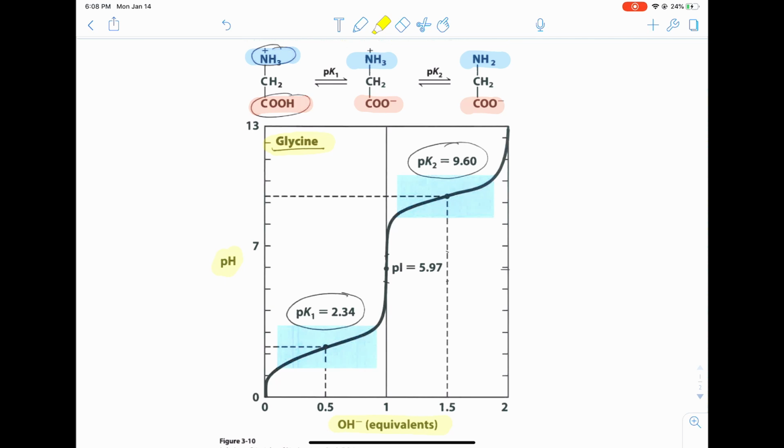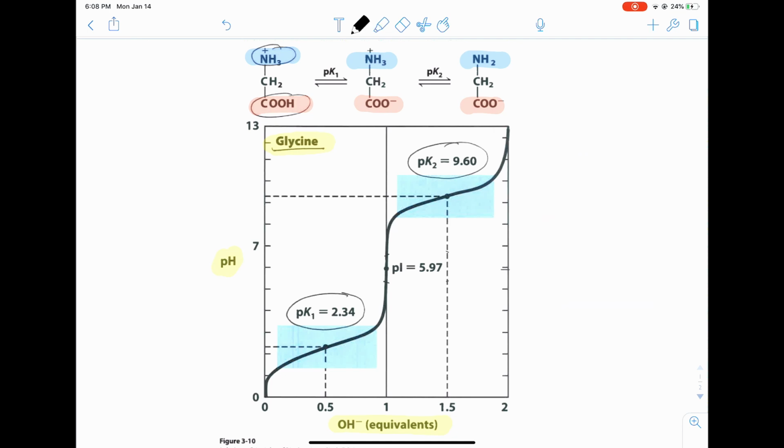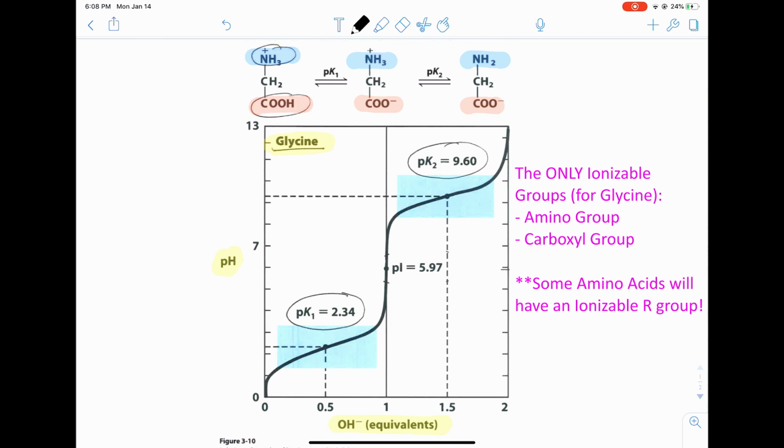This might be a little confusing, but the OH minus in the brackets simply means how many base forms of the system are present in the solution. So the best way to understand this is to just look at the very far right of the x-axis. Since there are only two ionizable groups on the glycine, the amino and the carboxyl group, the max of the x-axis would be 2, which is where all the groups are in their basic form.